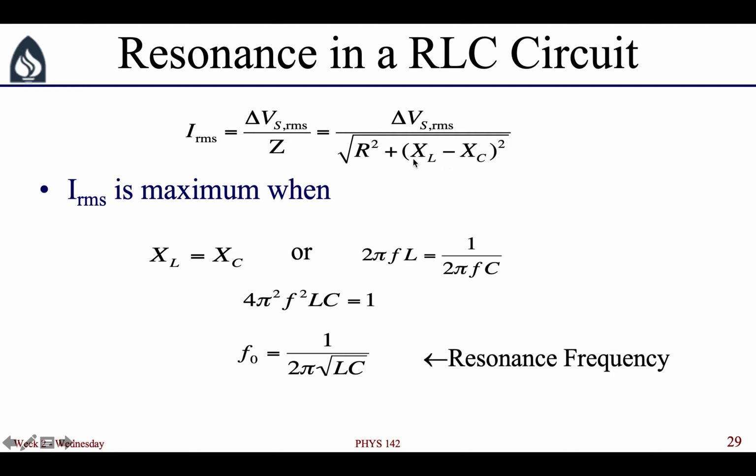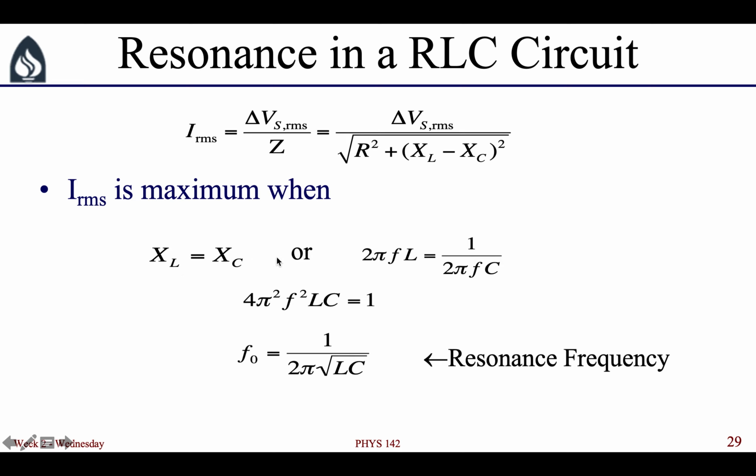Remember, both of these quantities depend on the frequency. So if we can adjust the frequency of the power supply, we can find a special frequency where they are equal to each other. Then this term becomes 0. The stuff in the square root is as small as possible, so I RMS will be as big as possible. So we get the maximum amount of current in our circuit when we adjust the frequency so that the capacitive reactance is equal to the inductive reactance.